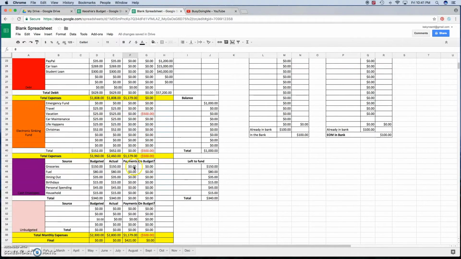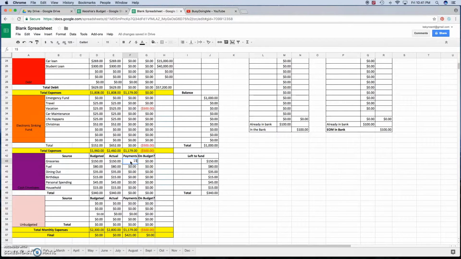You need your groceries and stuff because it's the beginning of the month and you might be hungry. So, and this is where the actual and the payment come in. And I'm going to tell you why they're both in the same column. So let's say this is your first paycheck, but you do half and half for groceries. So you're going to give yourself $75 for groceries. You're going to give yourself $40 for your gas. You're going to give yourself the whole dining out. You're not going to do the birthday this time. You're going to give yourself your personal spending. And then you're going to give yourself your household. Okay, because you got to buy stuff for the house, some deodorant or something.